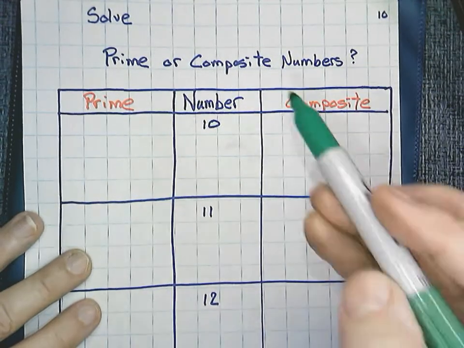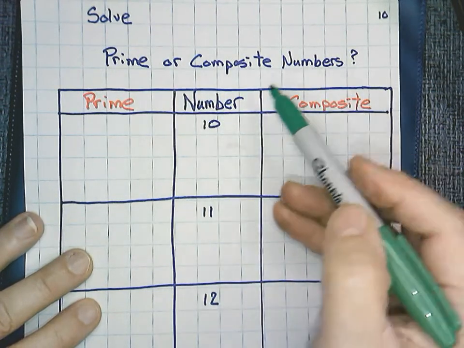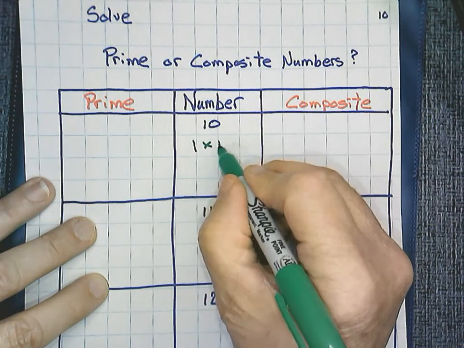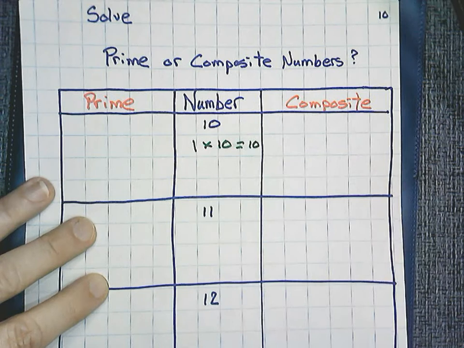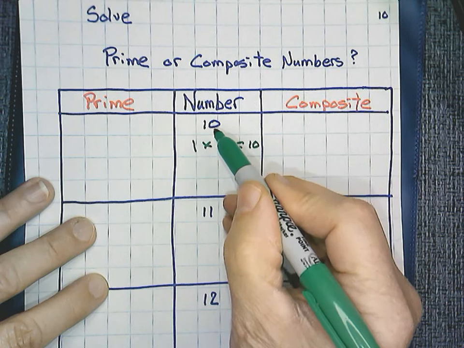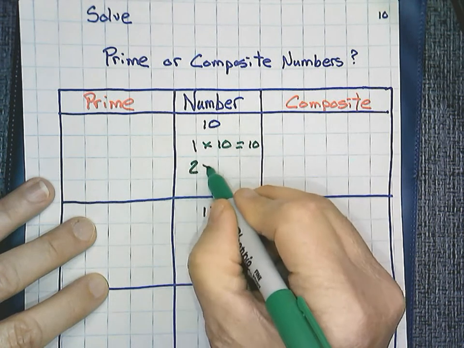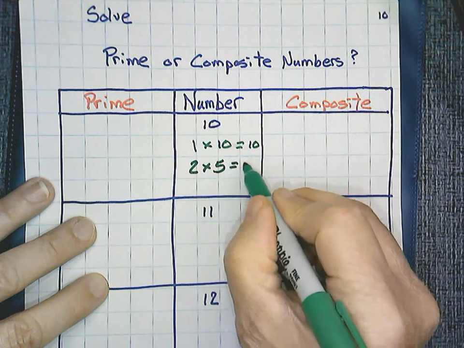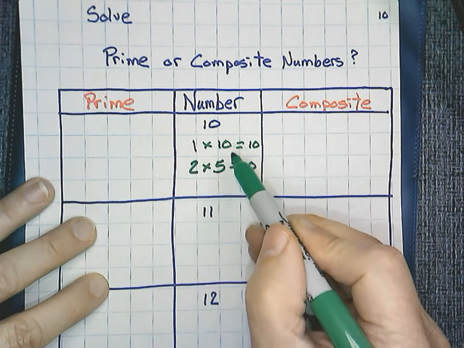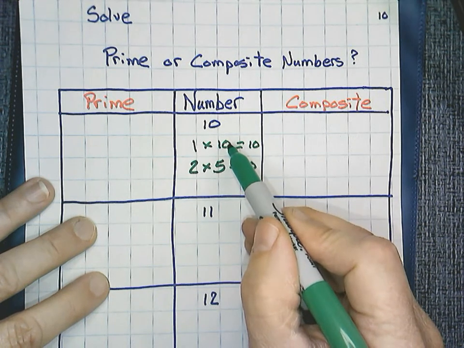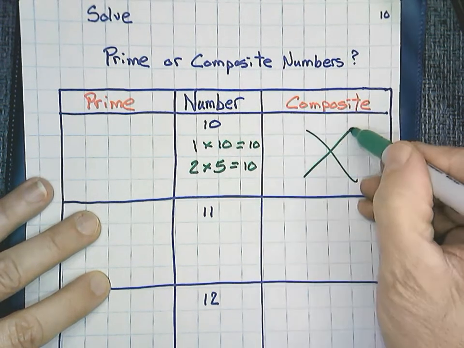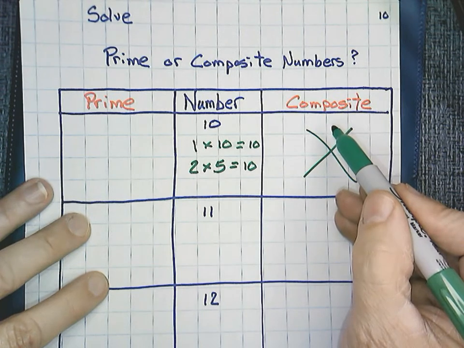Solve. Prime or composite numbers. Well, let's look at 10. 1 times 10 equals 10. But can we get 10 another way? 10 is an even number, so yes. 2 times 5 also equals 10. That gives us 1, 2, 3, 4 factors. By definition, that's more than 2, so I'm going to put a big old X for composite.